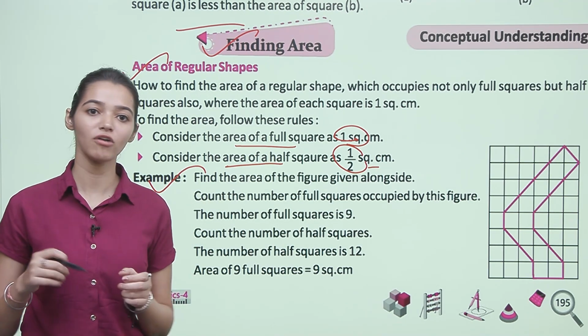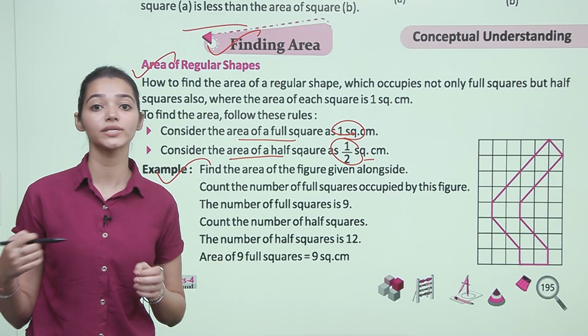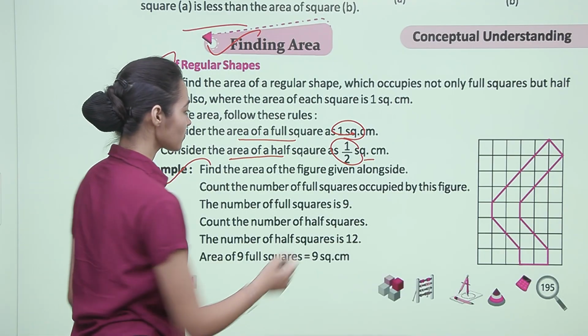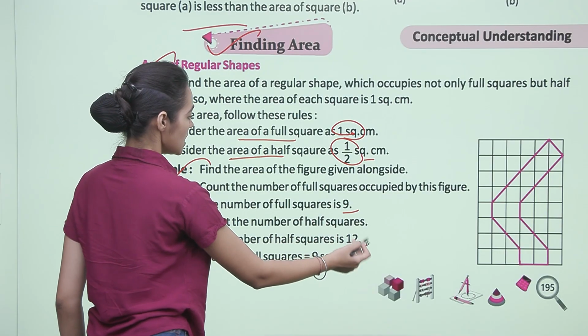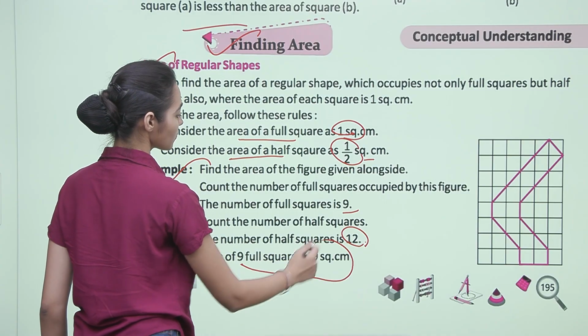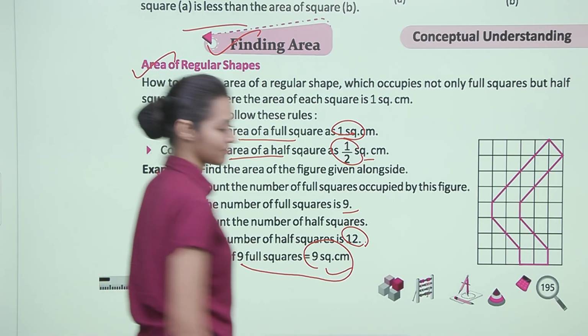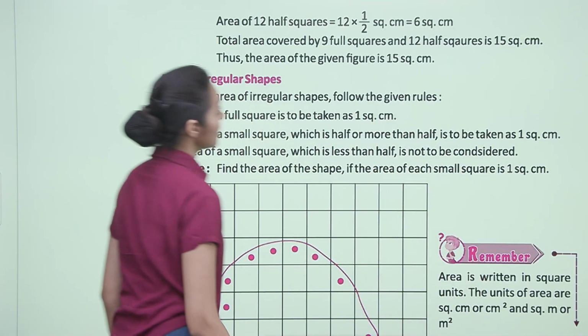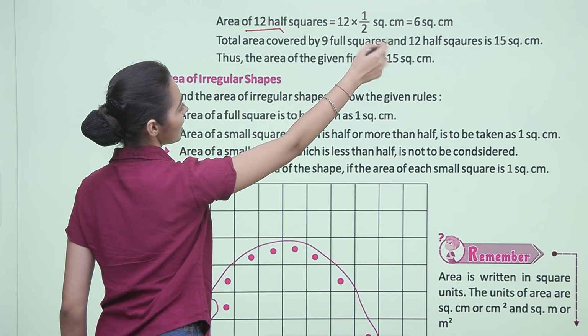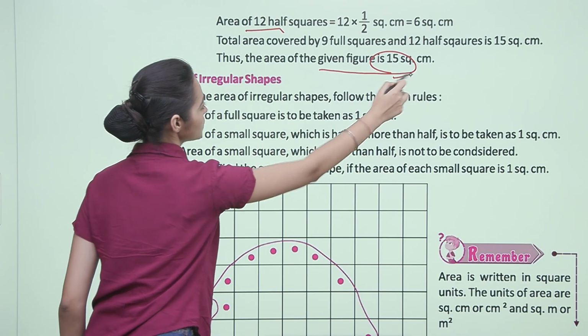Now let's look at the example. We have to find the area of the given figure alongside and count the full squares occupied by this figure. So the number of full squares is 9, number of half squares is 12. That means the area of full squares is 9 square centimeter. And the area of half squares is 12 by half, that is 6. So the total area is 15 square centimeter.